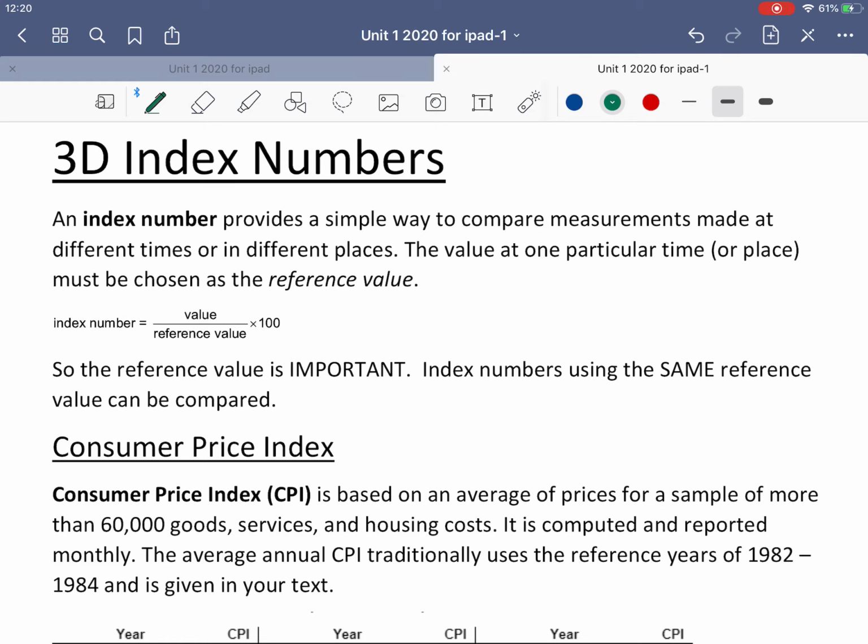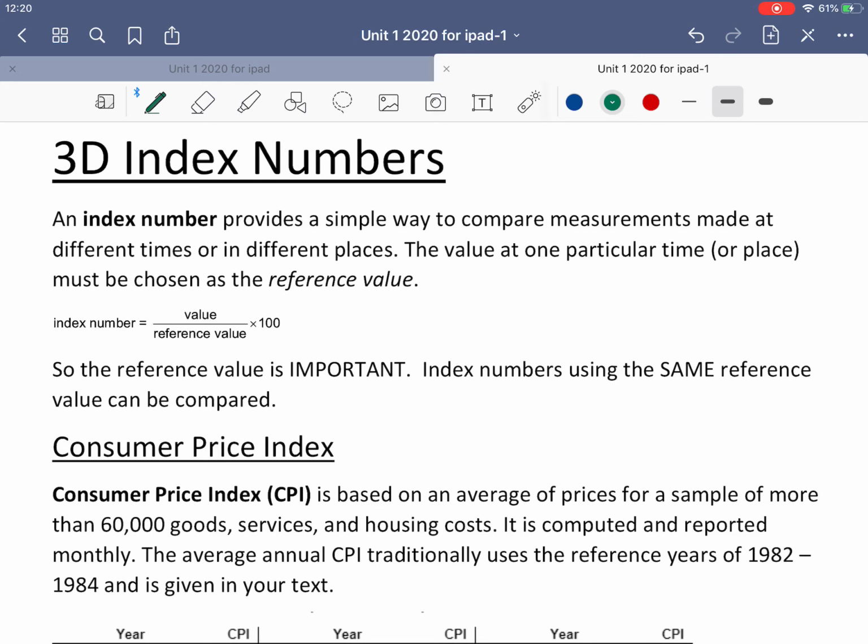So an index number is just a simple way to compare measurements from different times or different places. And we then shift it to kind of adjust it to that different time or different place so that we can better compare them, right? Because we want things as similar as possible to compare them.